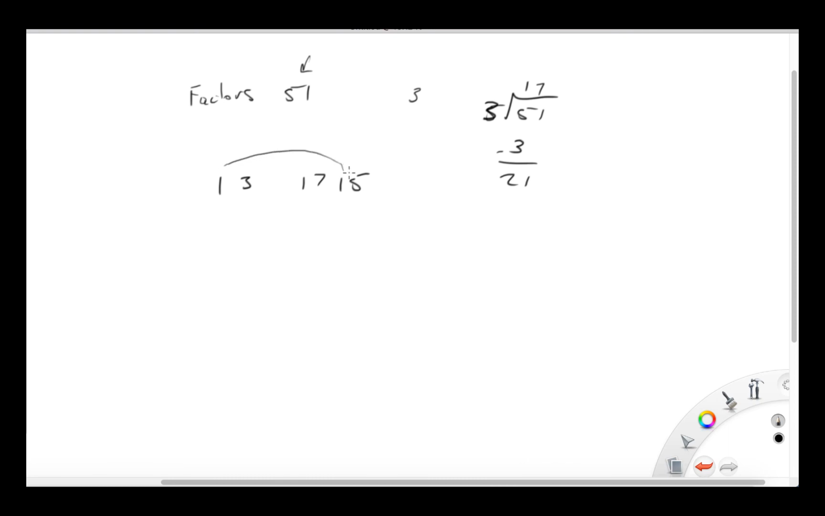So here are the factors of 51. It's 1 and 51 and 3 and 17. A little dyslexic this morning. Okay, so that's how you find the factors. So the factors would be listed as 1, 3, 17, and 51. Those would be factors. All right, not too difficult.